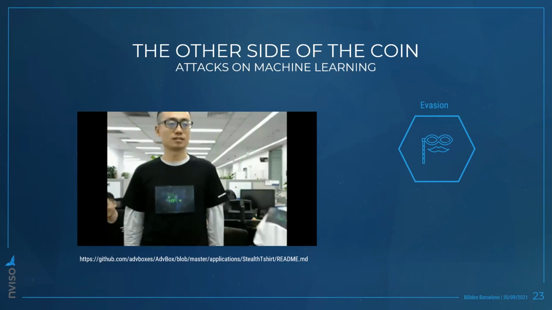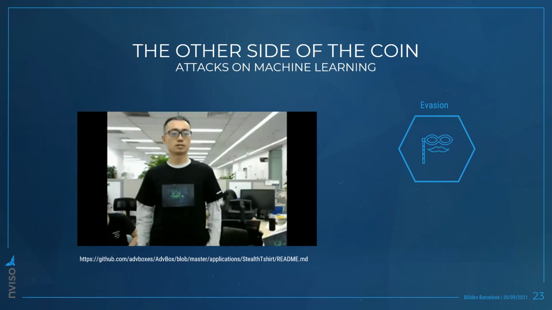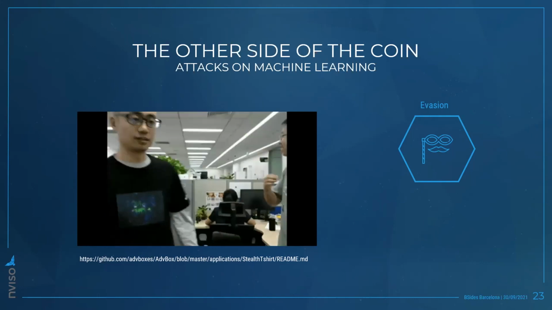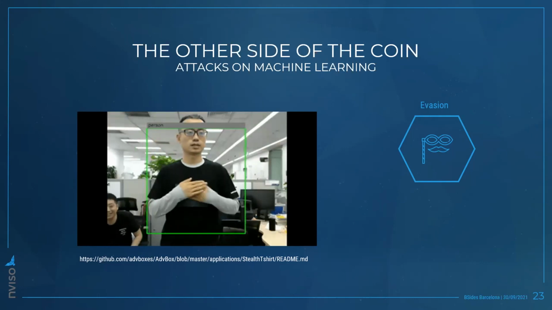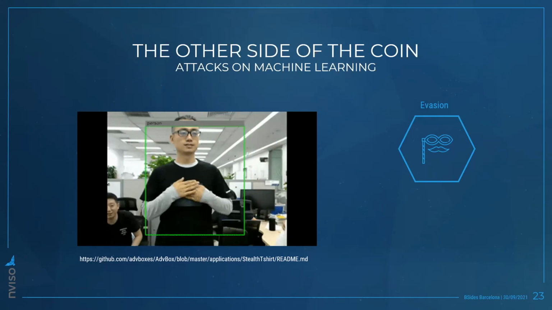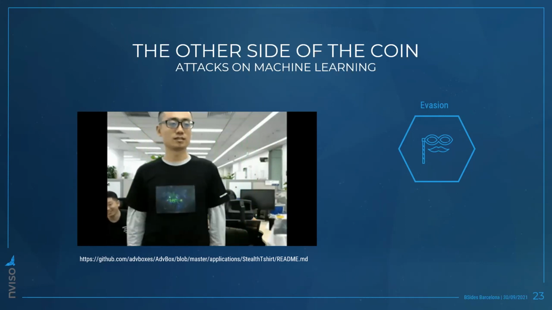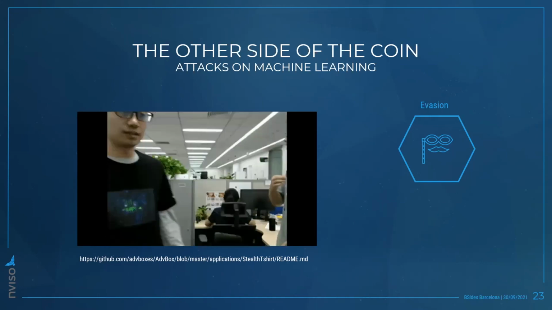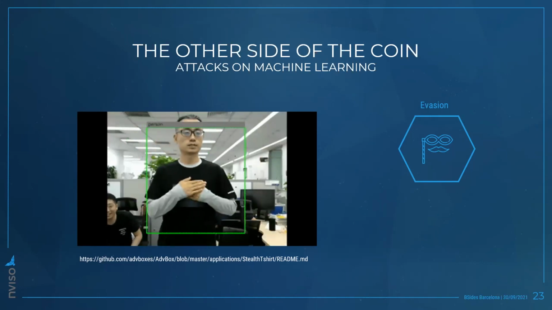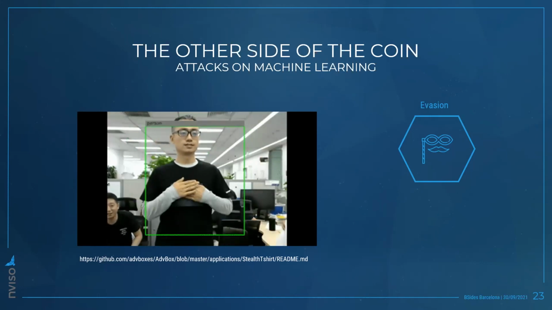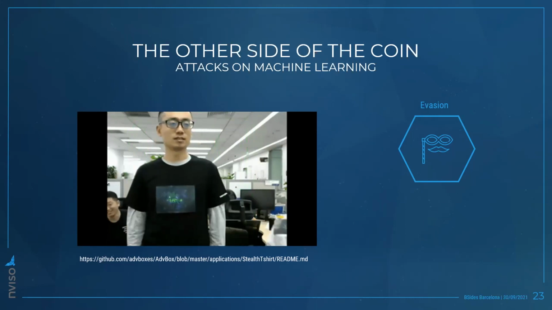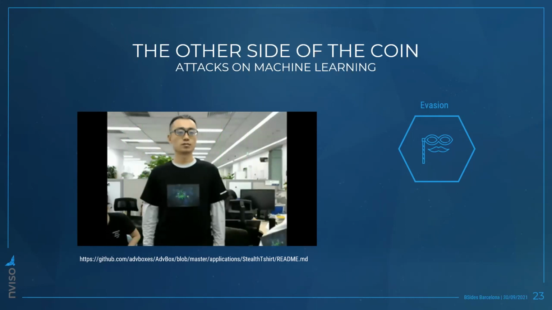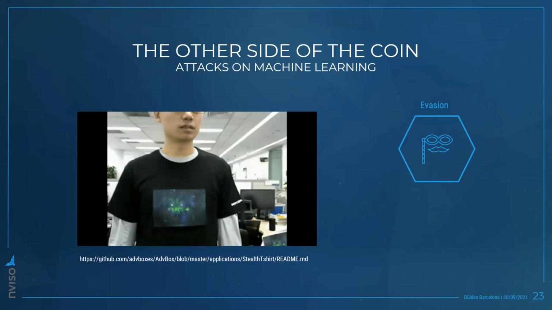And this has also been shown in research, for example, by putting stickers on stop signs, which then get misclassified, no longer as stop signs, but like speed limit 30 or 50 signs, which is, of course, if you think of autonomous vehicles, really bad if this was a successful attack.